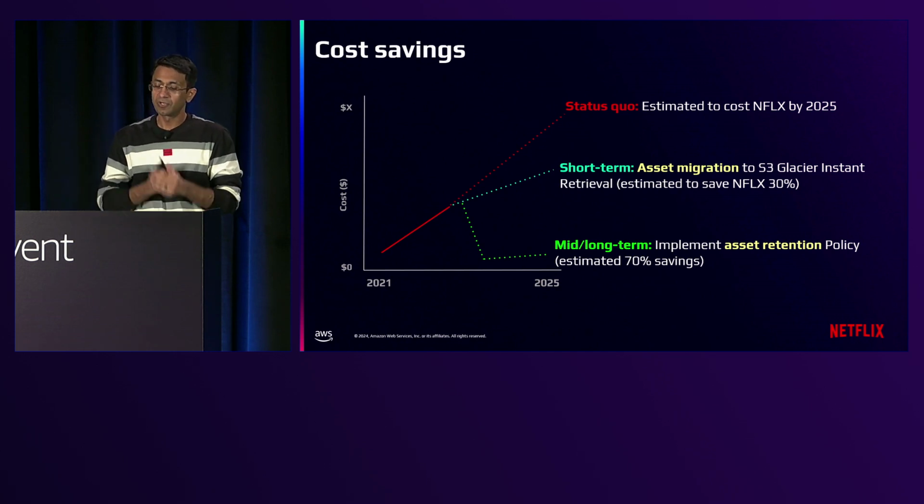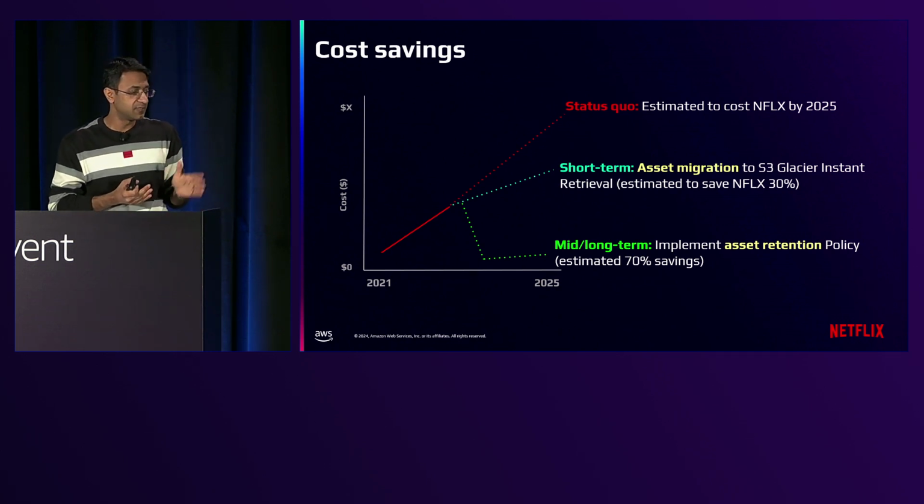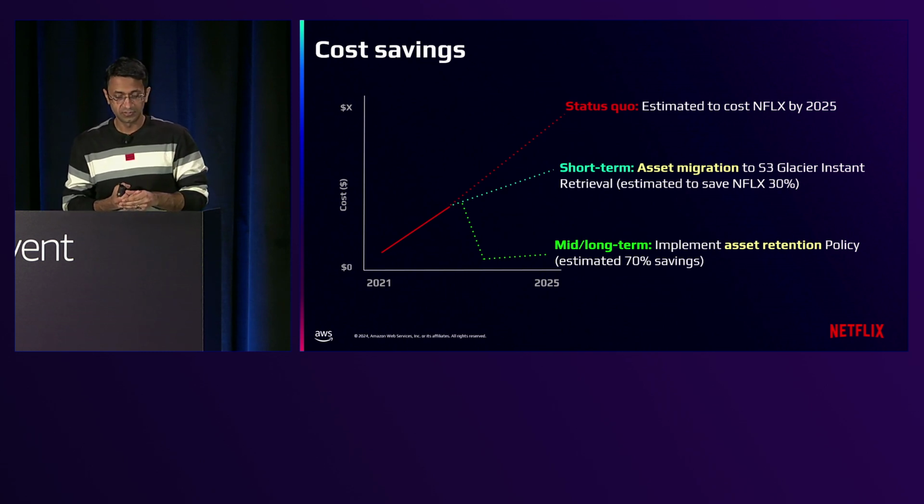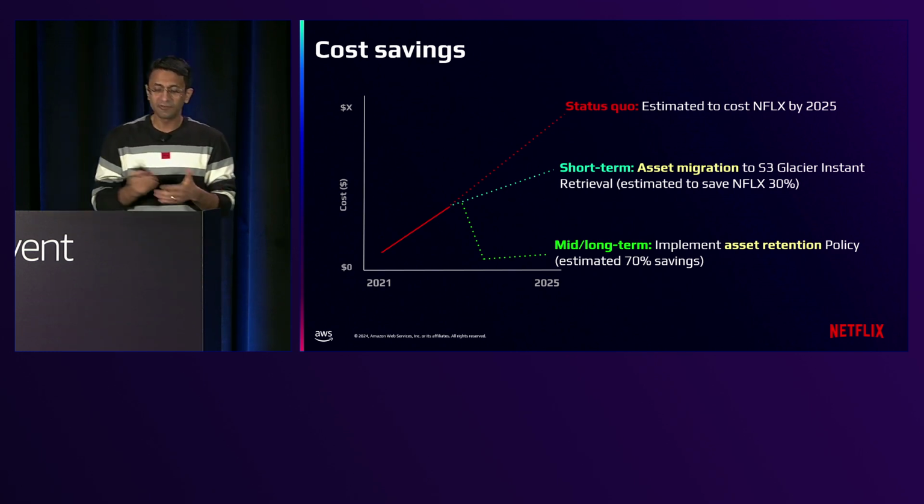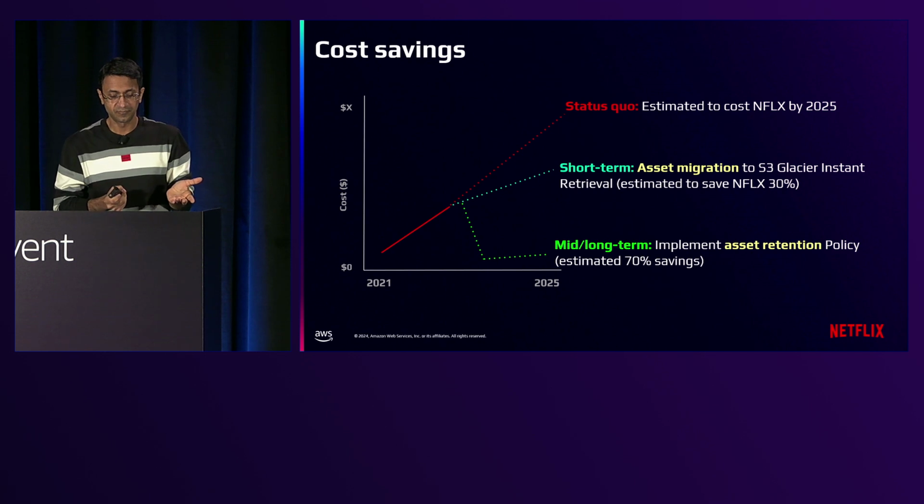Let me walk you through the cost impact of our lifecycle initiatives. The red line represents the initial trajectory. Without intervention, our storage costs would continue to grow linearly. This is primarily driven by data growth and retention of unused assets. However, we identified two key interventions.